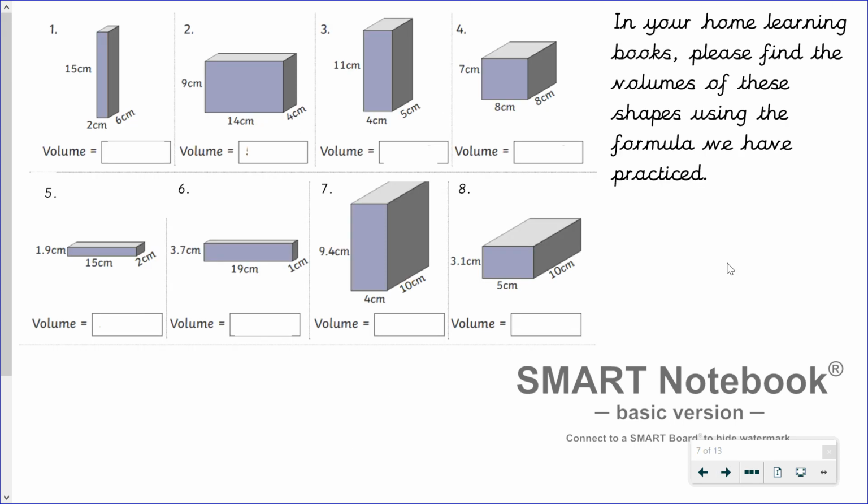What I'd like you to do in your home learning books, I want you to pause the screen in a second, and you have 8 cuboids here, some of them with decimals, some without. All I need you to do in your home learning books is to write the volume of each. So make sure you set out clear. Put question number 1, volume equals, any workings you need right next to it. But have a go, find the volumes, and then come back and we'll go through the answers.